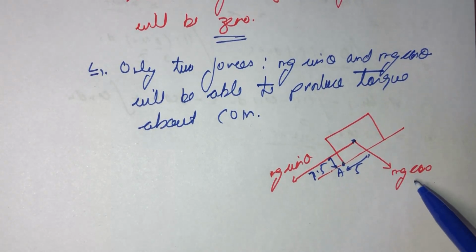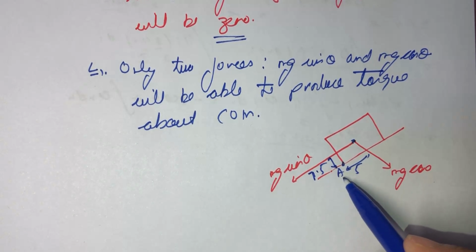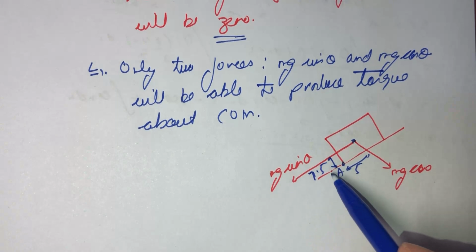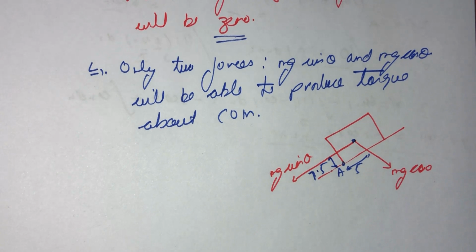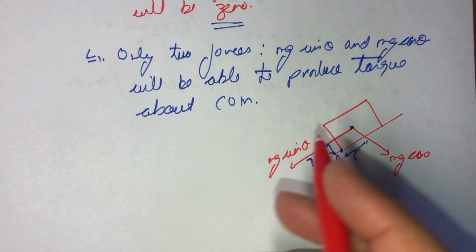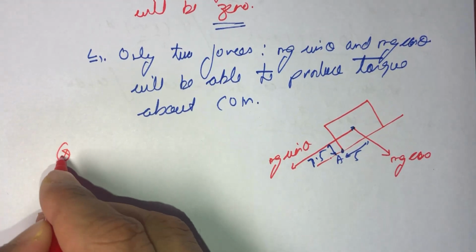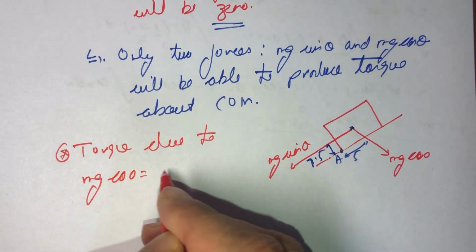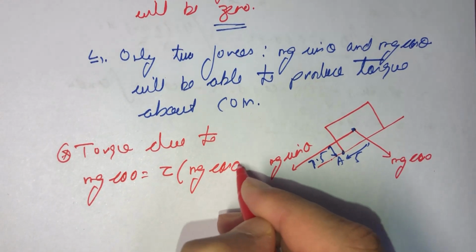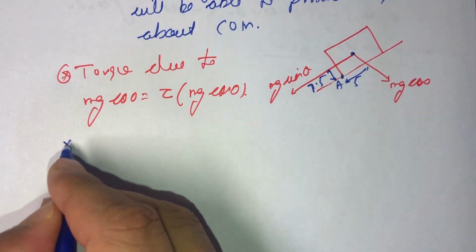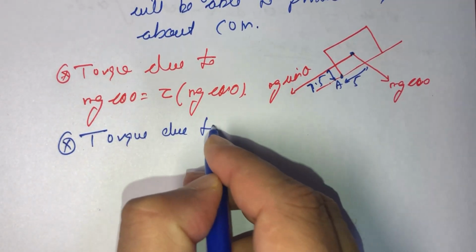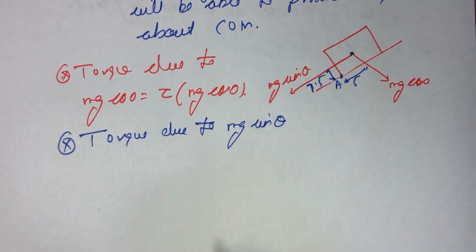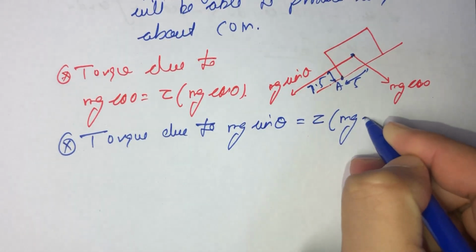So we have two forces, mg cos theta, which will be acting at a distance 5 from point A, and we have mg sin theta, which will be acting at a distance 7.5 with respect to point A. And for the torque produced by mg cos theta, let us write it as torque mg cos theta, and torque due to mg sin theta, and let us write it as torque mg sin theta.